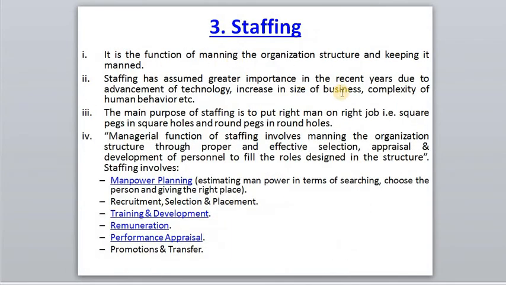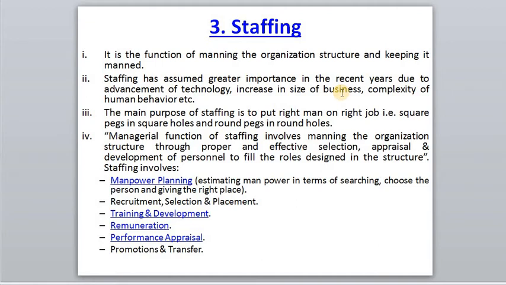Next is staffing. Staffing is again a most important point related with the principles of management. Staffing is nothing but fixing a particular person for a particular task. The main purpose of staffing is to put the right person on the right job. So we have to fix which job is suitable for which type of person, according to their ability.